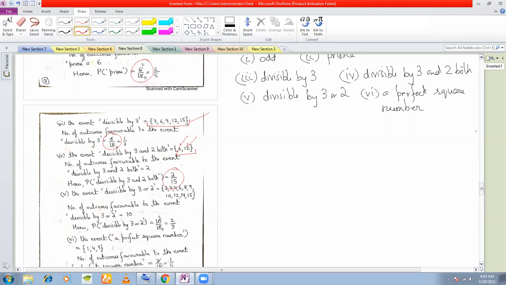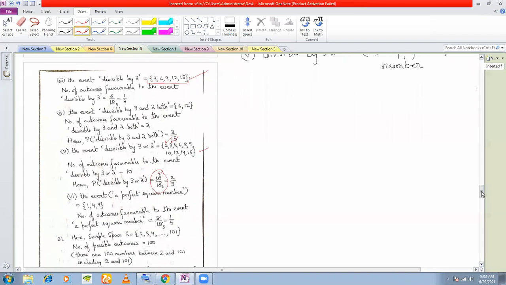And the second last question is divisible by 3 or 2. That means either by 3 or 2, so both will do. So now you want to take out the numbers that are divisible by 3 or 2. From the sample space, 2 is divisible by 2, so we take out 2. 3 is divisible by 3, so we take out 3. And similarly 4, 6, 8, 9, 10, 12, 14, and 15. Each of these numbers is divisible by 3 or 2. So the number of elements in this set is 10. So therefore, the probability is 10 by 15.